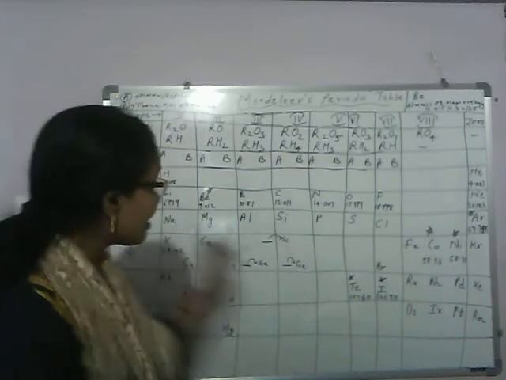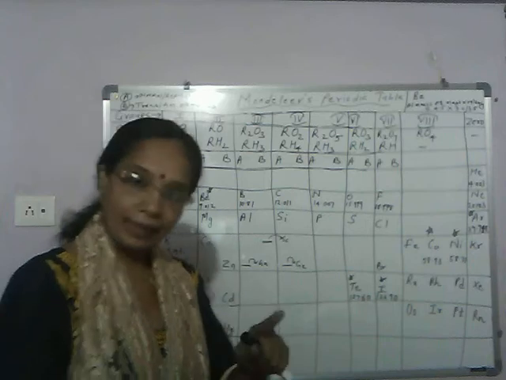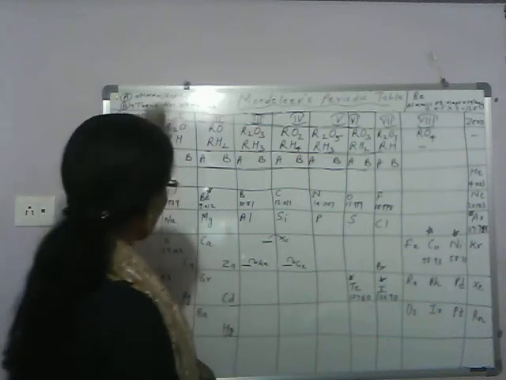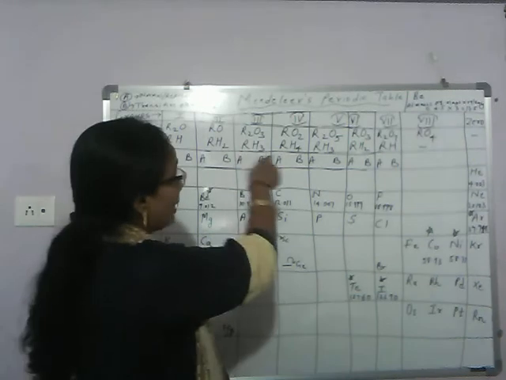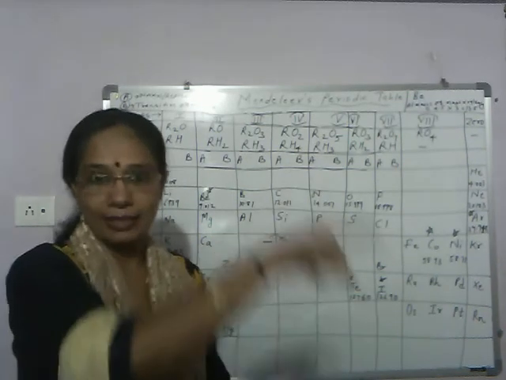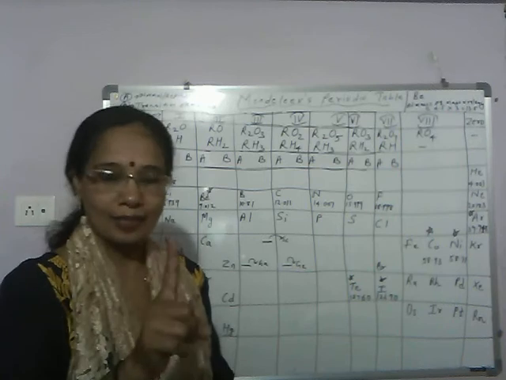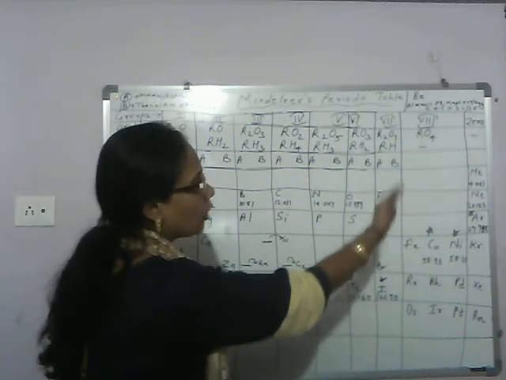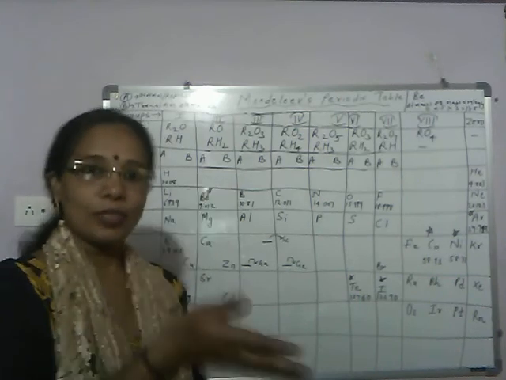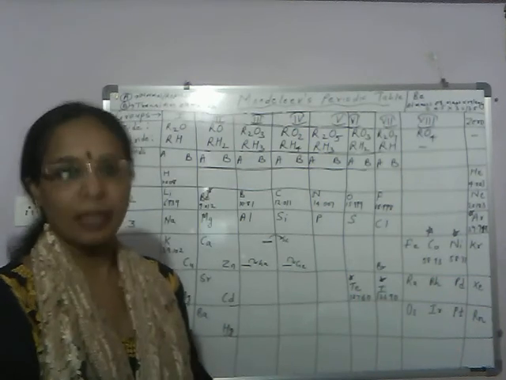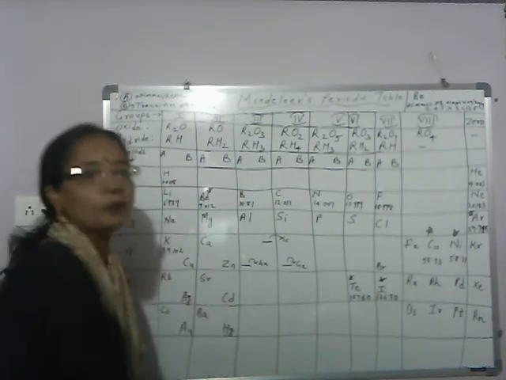Here elements are arranged in increasing order of atomic mass, and elements with similar properties fall under one group. So while developing this periodic table, Mendeleev kept two things in mind. One, elements should be arranged in increasing order of atomic mass. Second, all the elements whose properties are similar should fall under one vertical column, that is, one group.